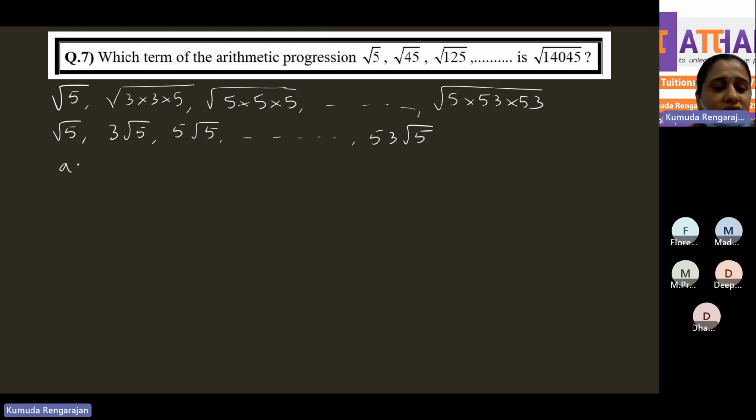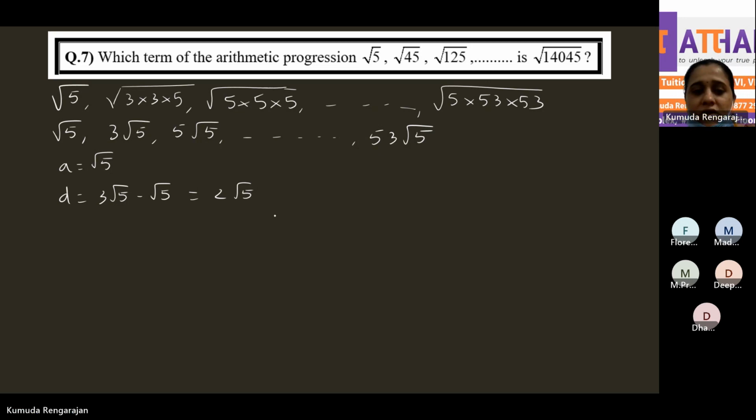So now the first term is root 5. The common difference is 3 root 5 minus root 5, which is 2 root 5. Now the question is, which term is 53 root 5? I don't know which term. So an is equal to 53 root 5. Not Sn, Sn is sum to n terms. This is not sum to n terms. This is a particular term of the arithmetic progression.